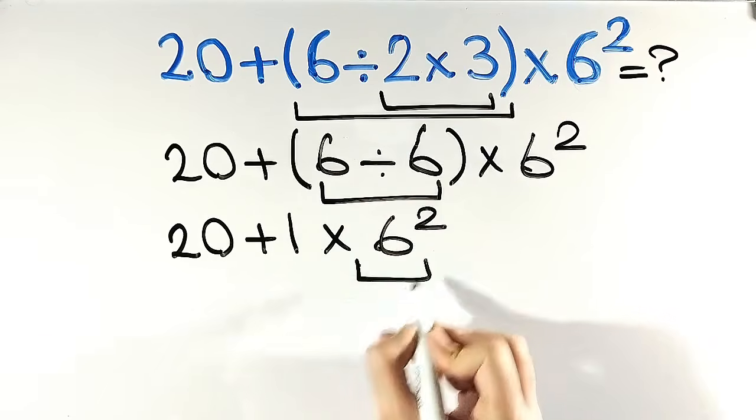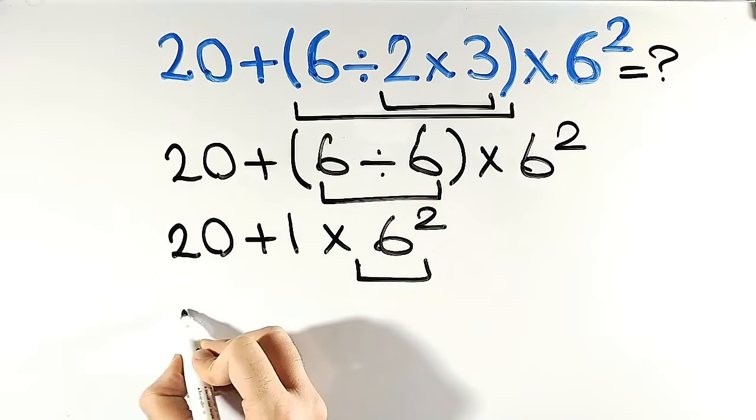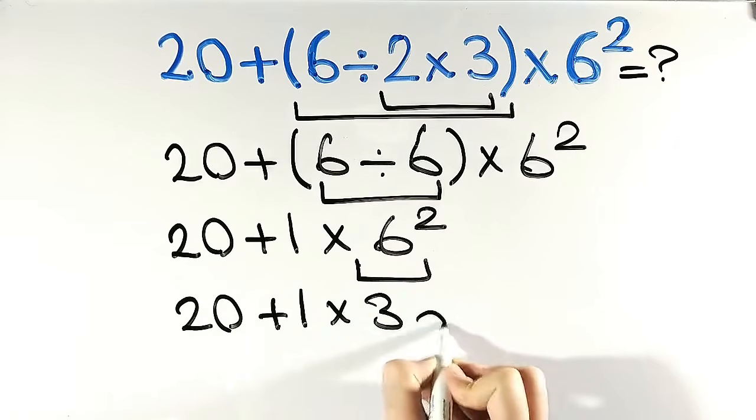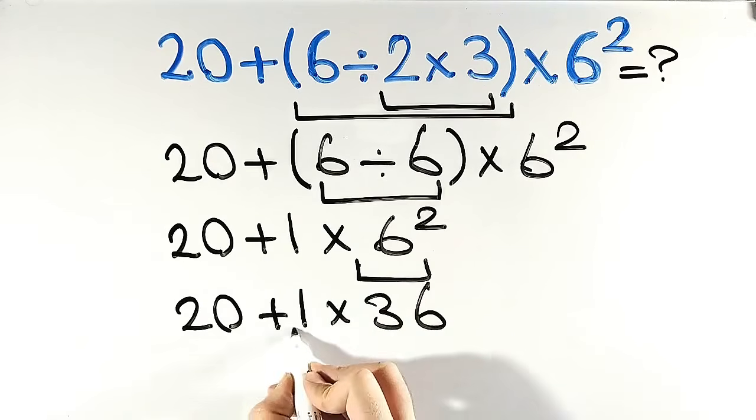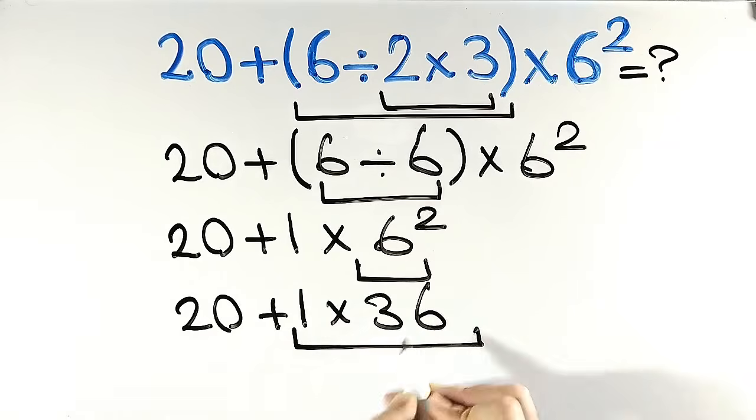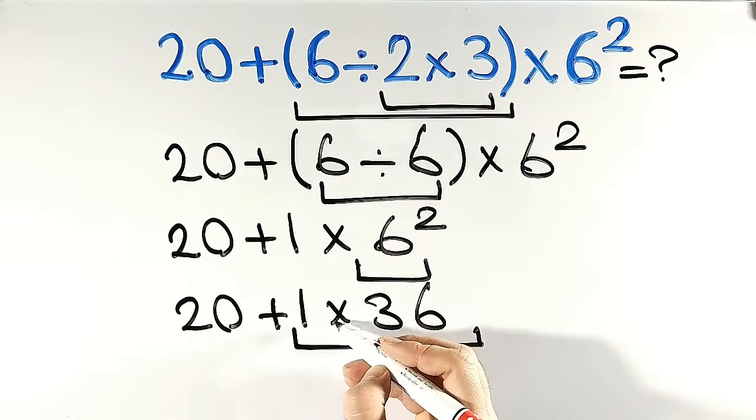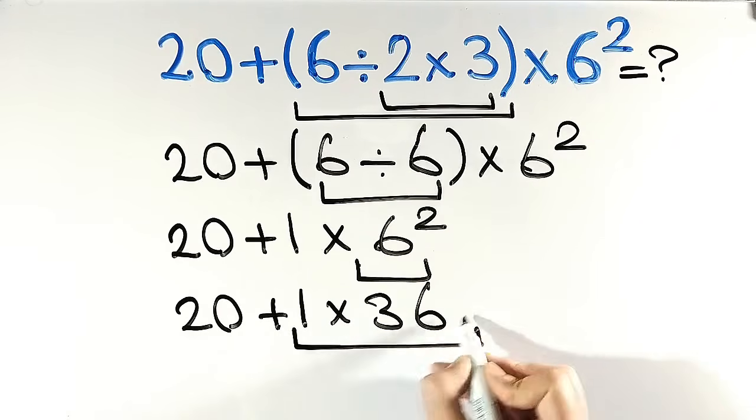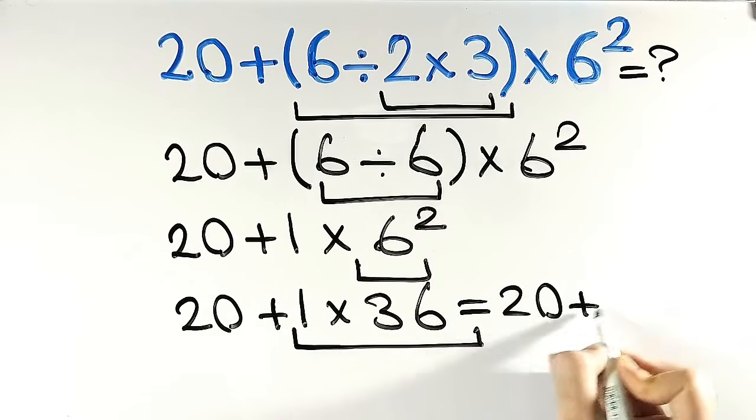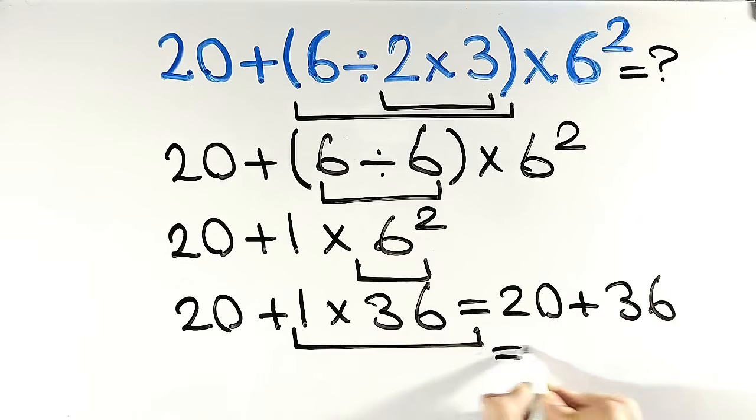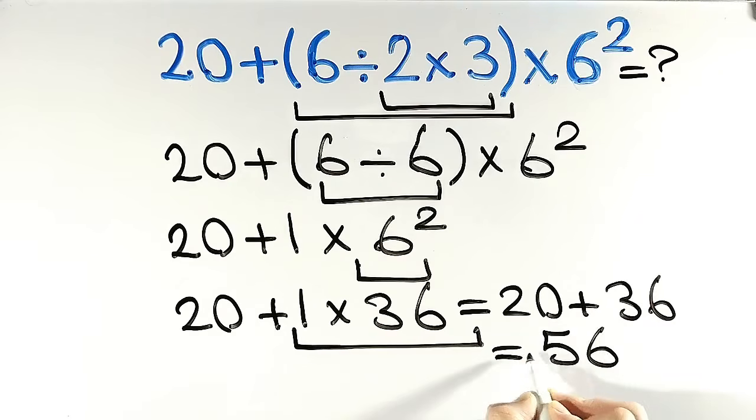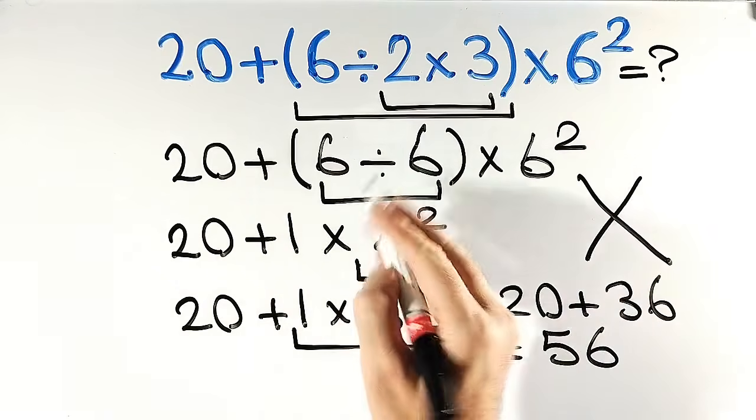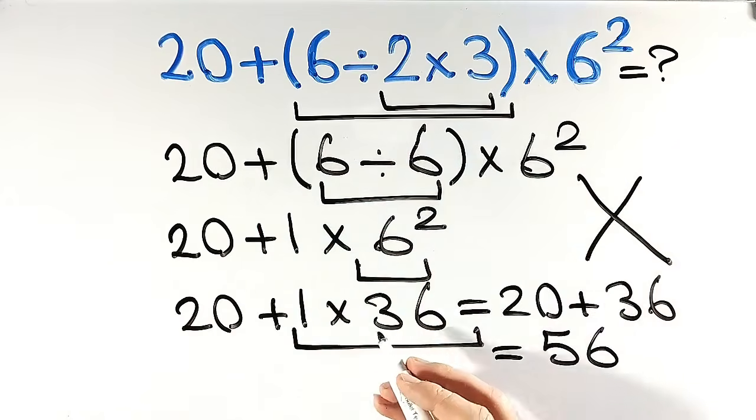Then they go for the exponent and instead of this expression, they write 20 plus 1 multiplied by 36. Next, they go for the multiplication between 1 and 36 because they believe multiplication has a higher priority than addition. So, they rewrite this expression as 20 plus 36, which finally gives them the answer 56. But that's definitely wrong. Alright, now let me show you how to solve this expression properly.